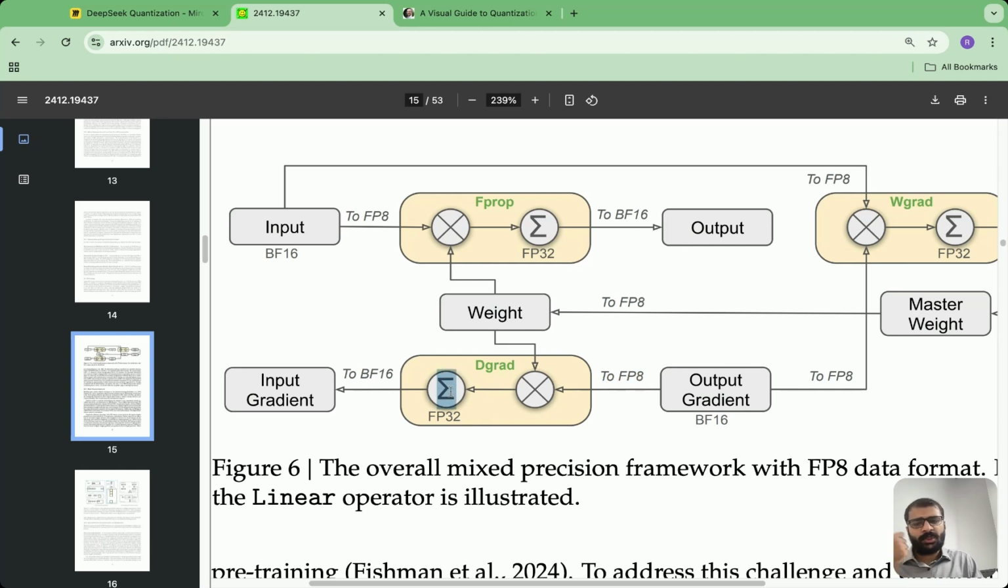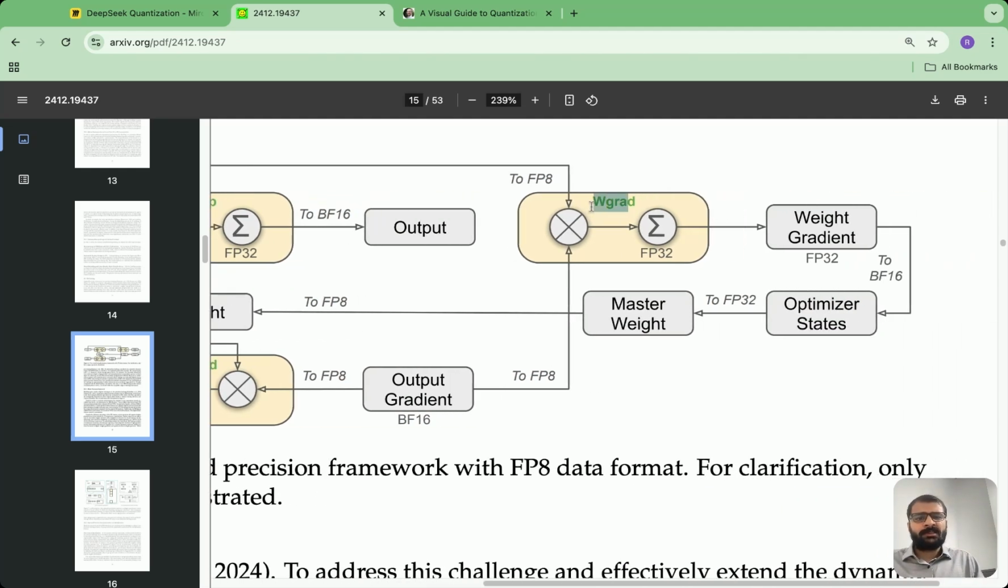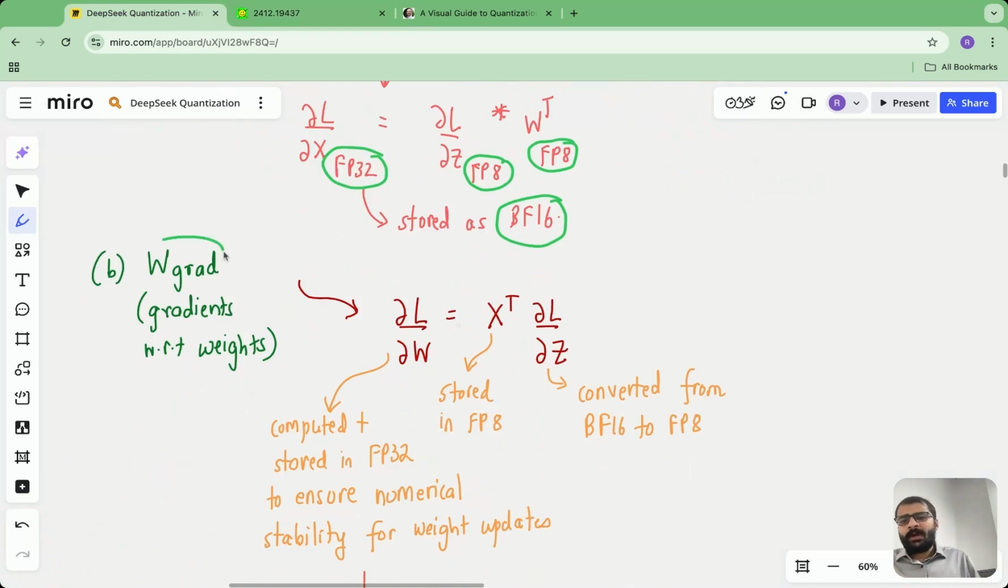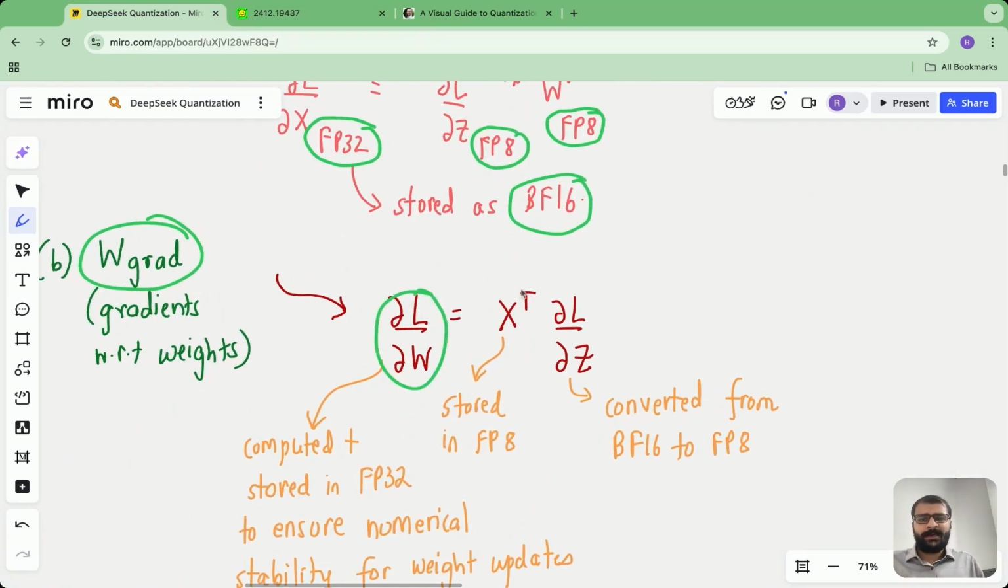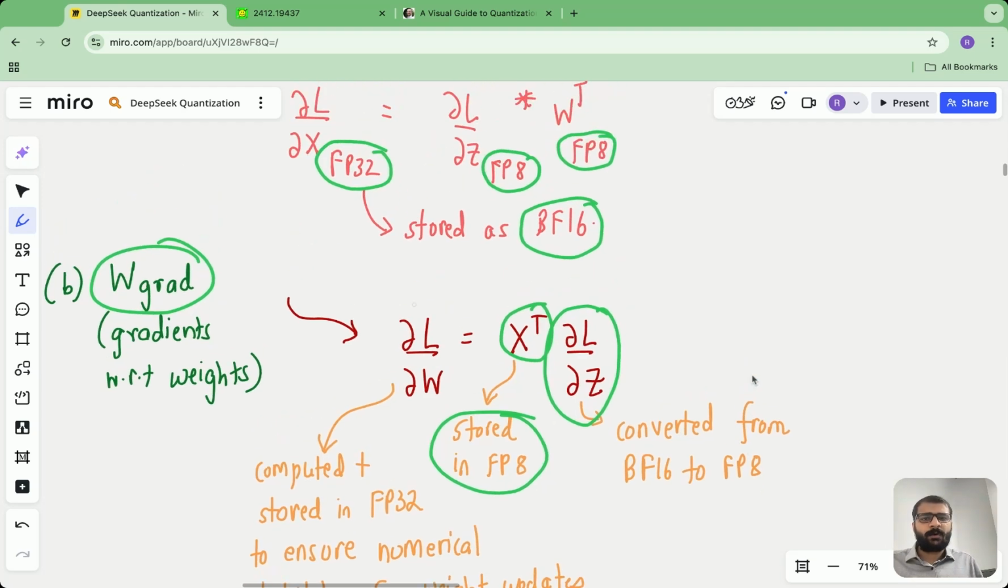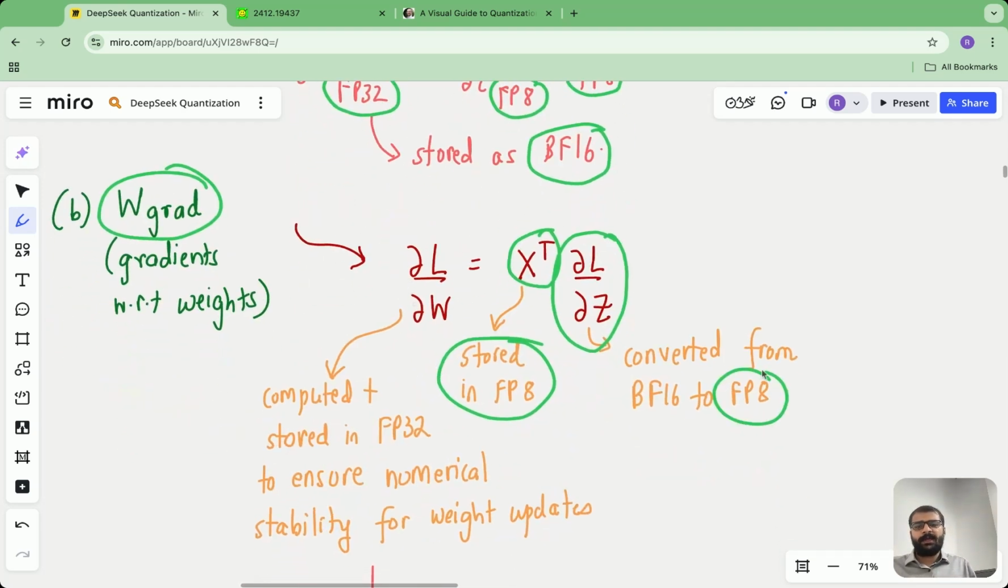The multiplication is initially computed as floating point 32, but it's stored as brain float 16. That's my input gradient. But I also need the gradient with respect to the weights, right? That's W grad. And W grad is given by this formula: the gradient with respect to the weights is equal to X transpose multiplied by dL/dZ, and X is stored as floating point 8. dL/dZ again is converted from brain float 16 to floating point 8.